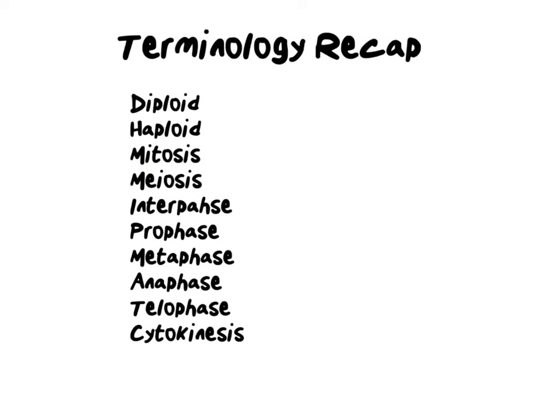So let's do a terminology recap. At the very beginning, we spoke about diploid and haploid. This refers to the chromosome number a cell will have. Now, our somatic cells, our body cells, have a diploid amount of chromosomes. In other words, they have a full set of chromosomes. Haploid cells, on the other hand, have half. And these are our sex cells or our gametes, our egg cells and our sperm cells.